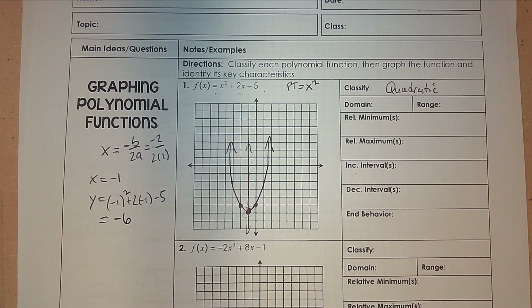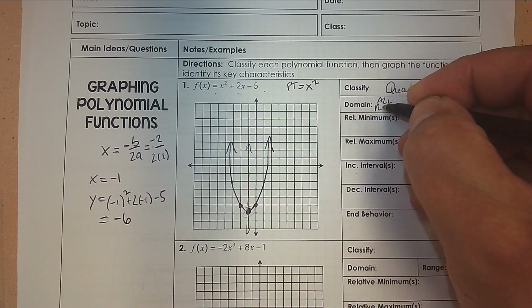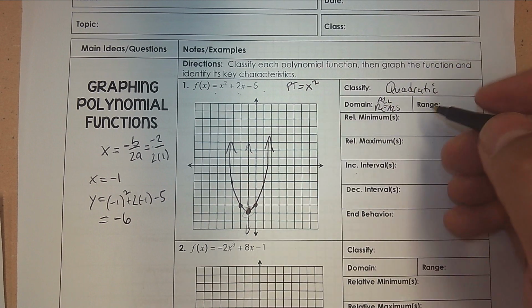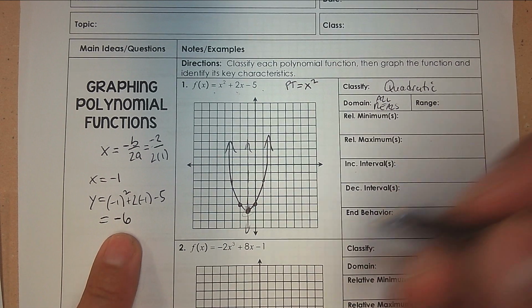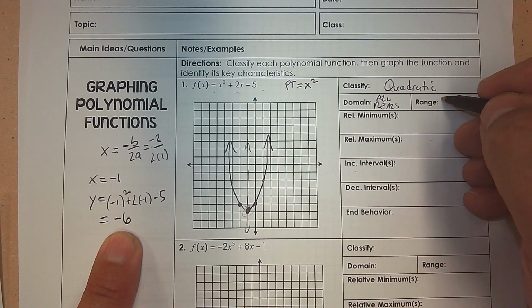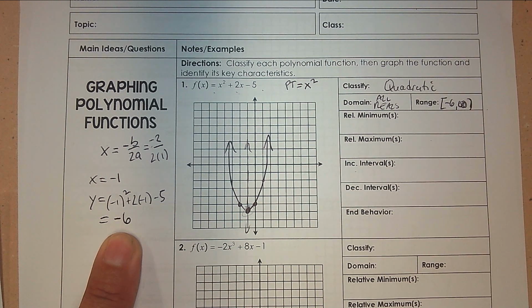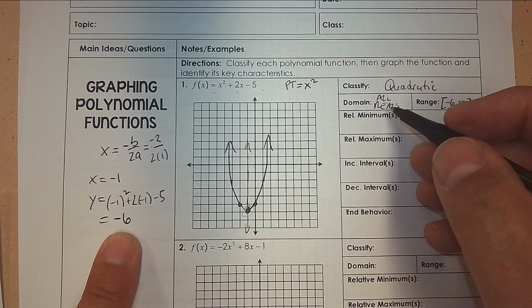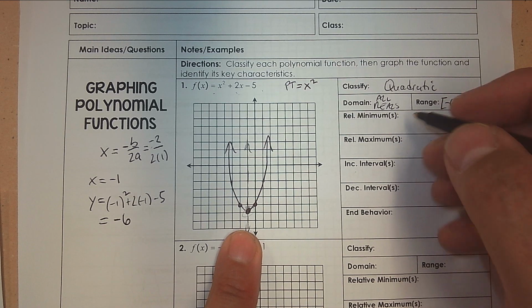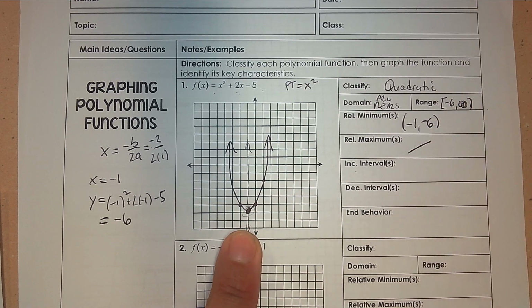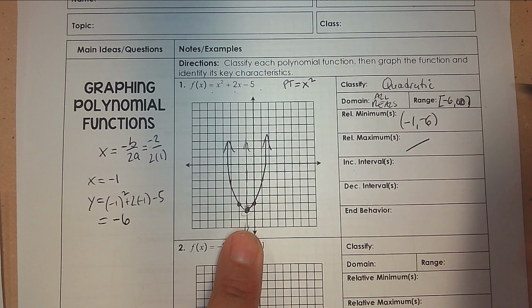All right, what's the domain? It's all reals. What's the range? Well, we have a bottom turning point. So the bottom is the y value there. And we said that's negative 6, and it goes to infinity. Are there any relative minimums? Yep, down there. And that relative minimum's at negative 1, negative 6. Are there any maximums? No. There's no turning points above, just one lower.